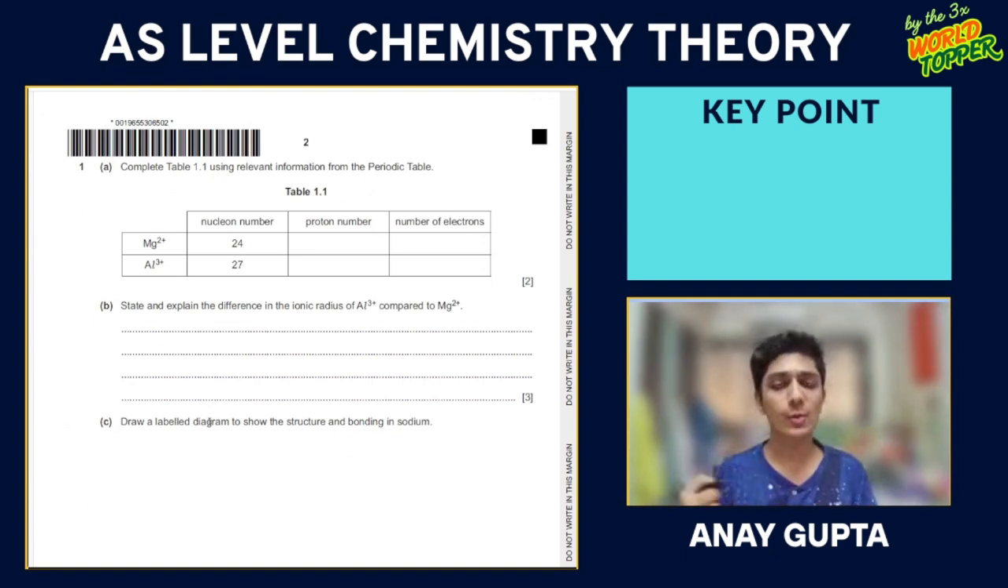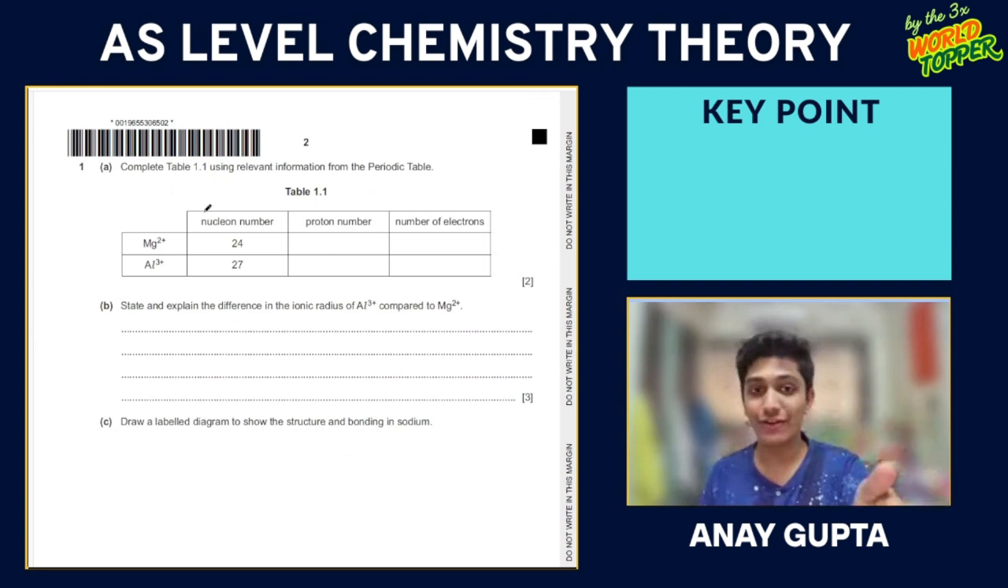Let's begin. The first question is about the periodic table. Complete table 1.1 using relevant information from the periodic table. We've been given two ions, Mg2+ and Al3+. Their nucleon numbers have been given. We have been asked to identify their proton numbers and electron numbers.